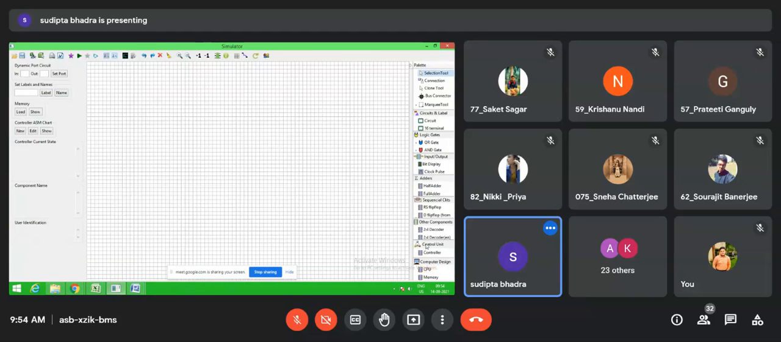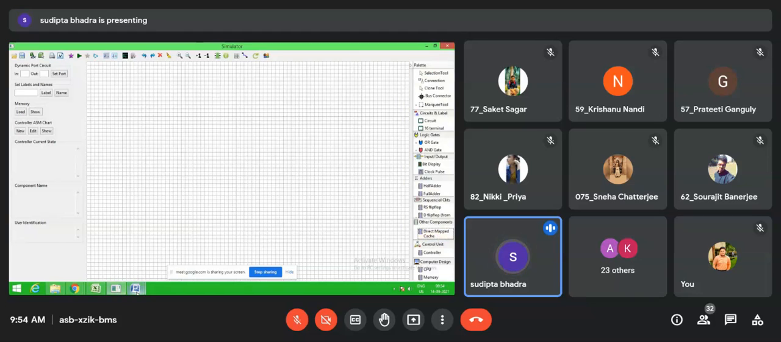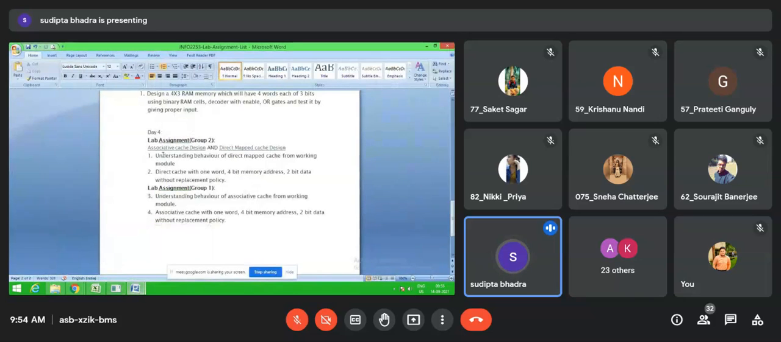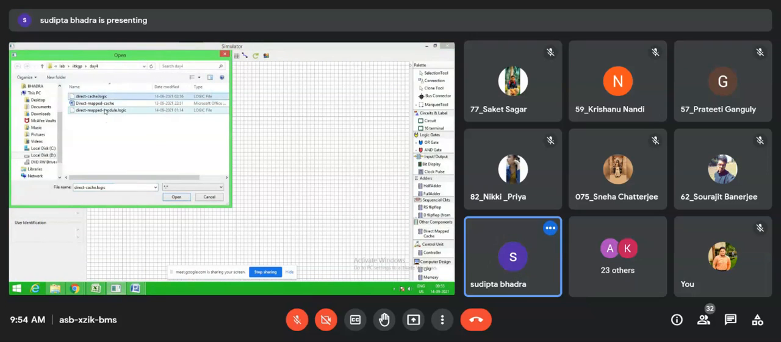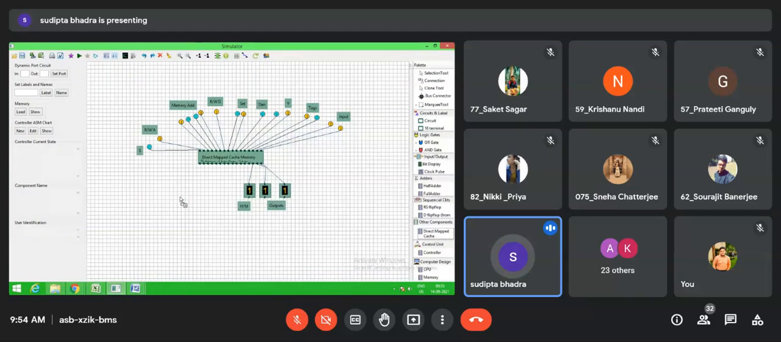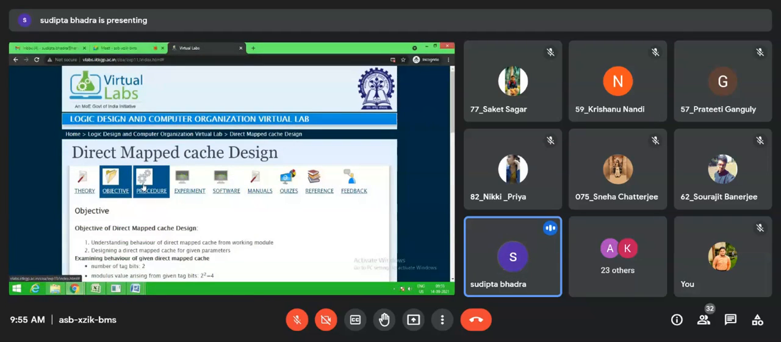Now in the component drawer, in the other circuit category, other component, there is a direct map cache module. For this first assignment, understanding the behavior of the direct map cache from the working module, let me show you that direct map cache module. Here this one is the direct map cache module, and I will look at its pin diagram.